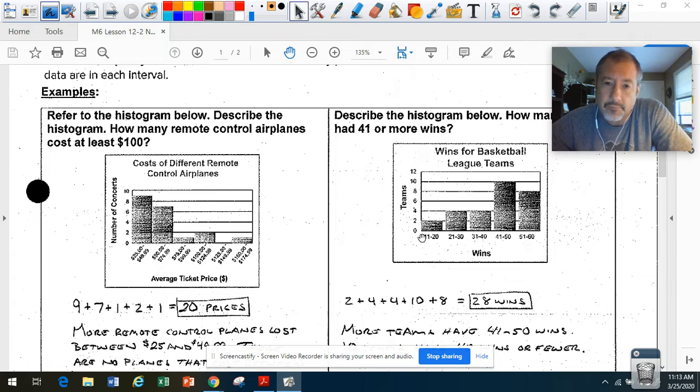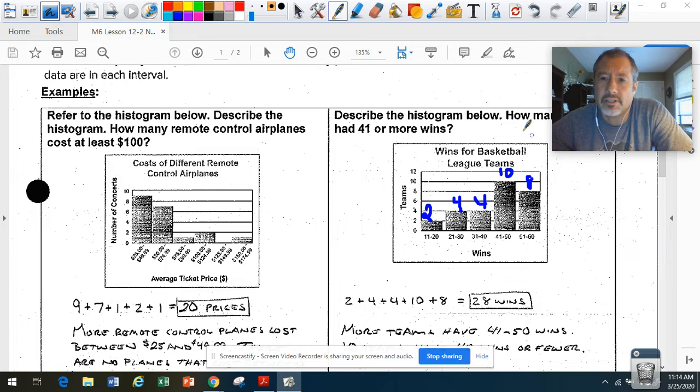So we can say, okay, there were only two teams that had between 11 and 20 wins. There were four teams that had between 21 and 30 wins. There were four more teams that had between 31 and 40 wins. There were 10 teams that had between 41 and 50 wins. And there were 8 teams that were between 51 and 60 wins. So as we can see here, there were a total of 28 teams that had wins, okay?